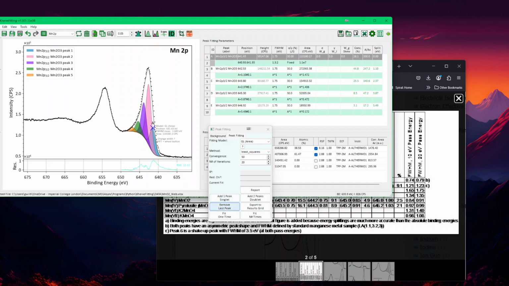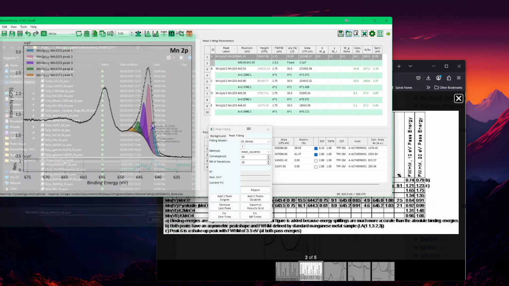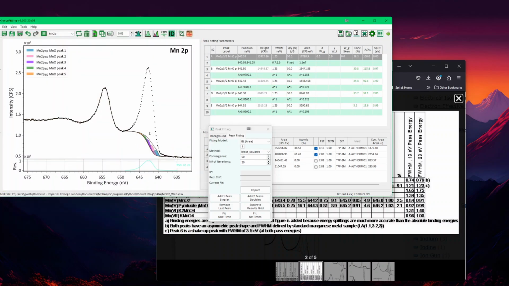So if I was to try another peak library, for example the MnO, I'm doing exactly the same. Maybe let me go back to A, and then you'll see that it's not really fitting. So only the one from the Mn2O3 was really fitting. So that's again another proof that this was an Mn2O3. Okay, so that's the end for this part 3.